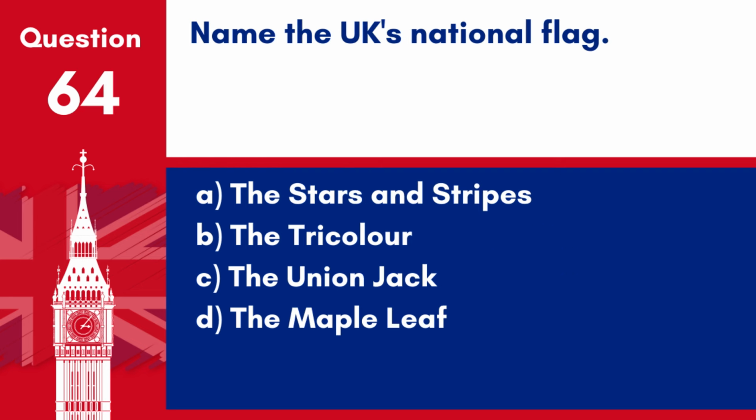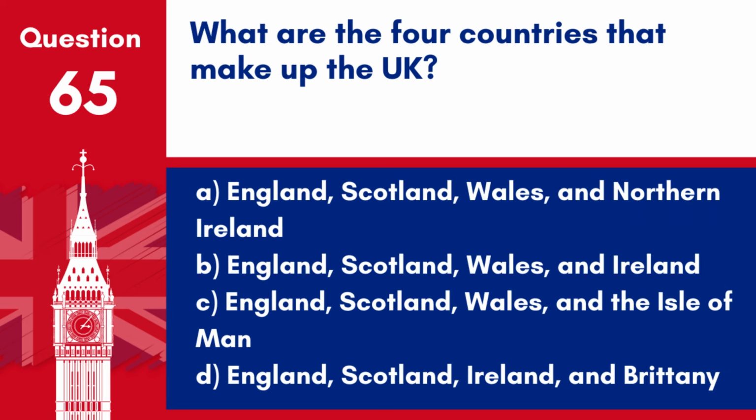Question 64. Name the UK's national flag. A. The Stars and Stripes. B. The Tricolour. C. The Union Jack. D. The Maple Leaf. Answer: C. The Union Jack. The national flag of the UK is known as the Union Jack, symbolising the union of England, Scotland, and Northern Ireland.